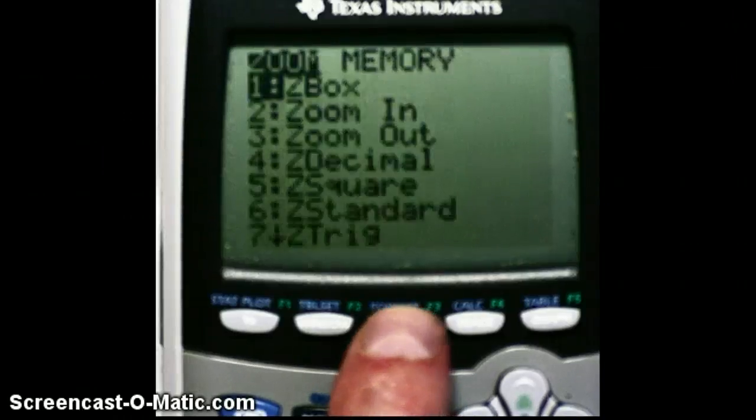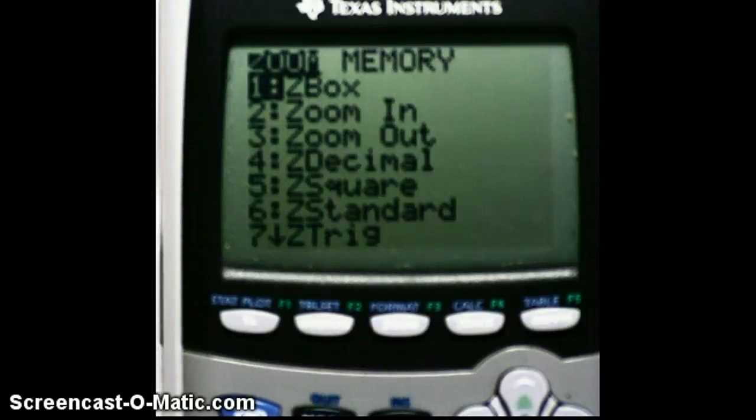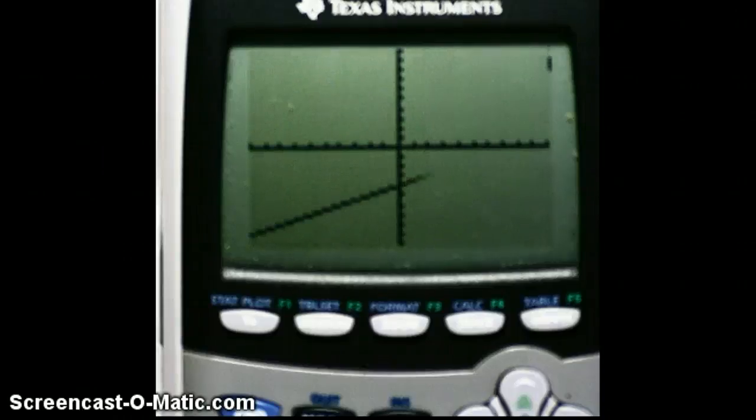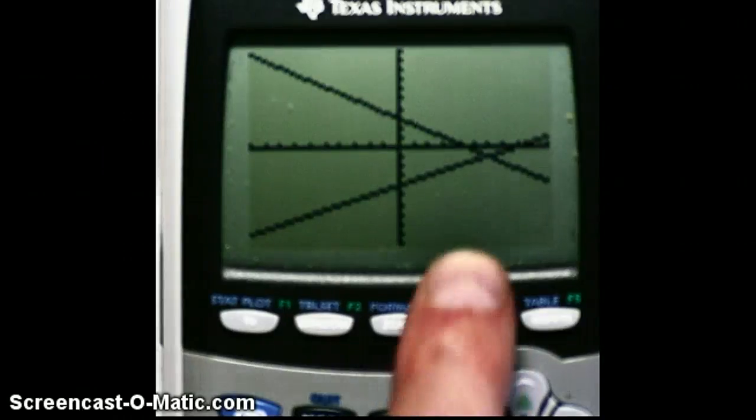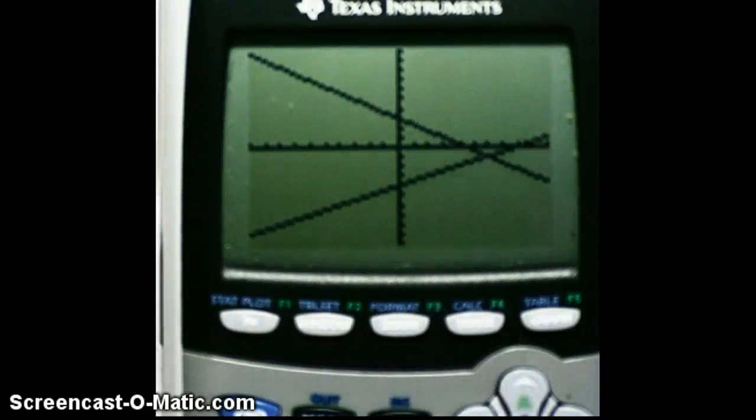So I'm going to hit zoom, zoom standard, or zoom 6. And here's my first line and my second line. Notice they're crossing right here. Now I could hit the trace key and notice y1 over there in the upper left hand side, and I could hit 6, and lo and behold, that is a location where both of them cross. I could move my down arrow and hit 6, and also notice the location where both of them cross.